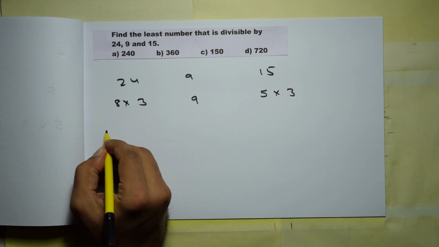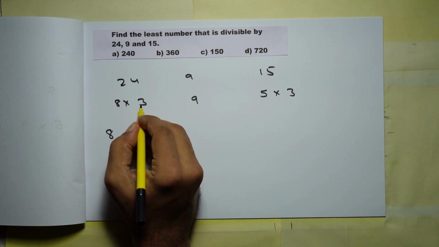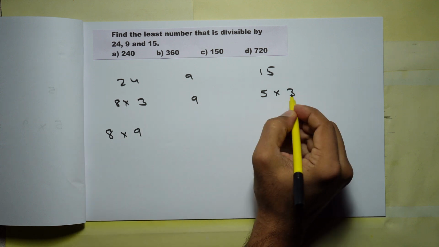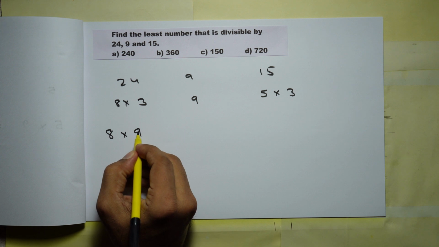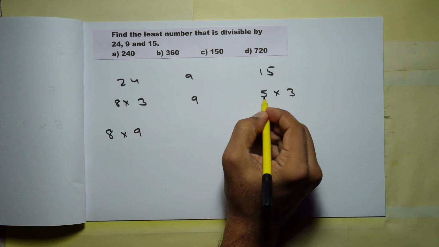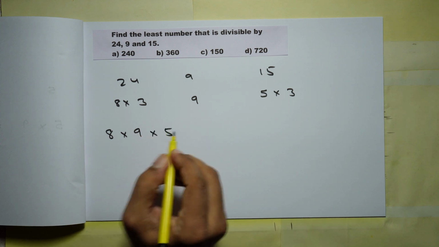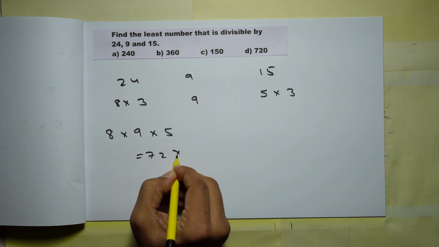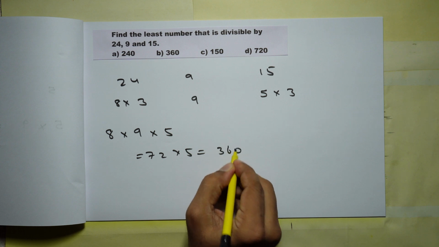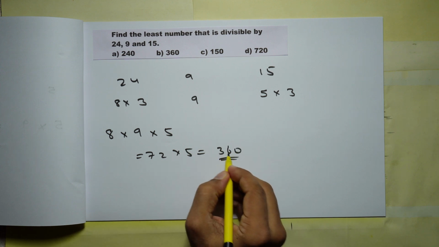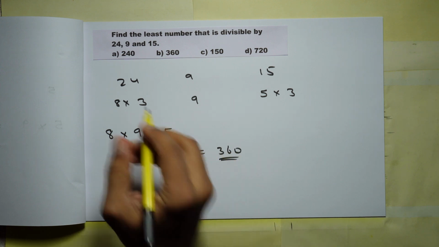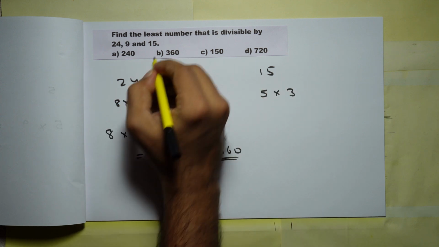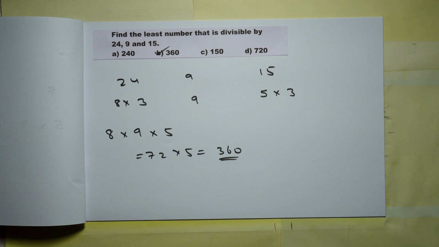Now here 8 is there, so 8 will be included. Rather than including 3, we'll include this 9. Now this 3 is not necessary because we have already included 9. Then this 5 should also be included. So 8 into 9 into 5. 8 into 9, 72. 72 into 5 gives you 360. So 360 is the smallest number which will be divisible by 24, 9 as well as 15. So option B, 360.